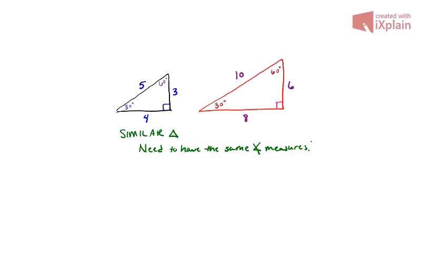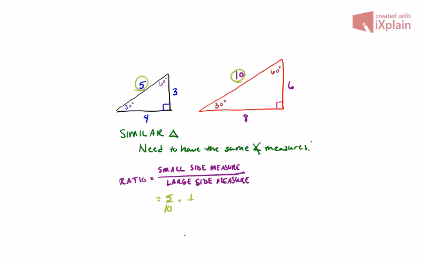If we, say for example, did a ratio that had the small side measure over the large side measure. So really quick, we'll go ahead and we'll prove this. So if we take a look at, say, the hypotenuse, if I did a 5/10, this reduces to 1/2.